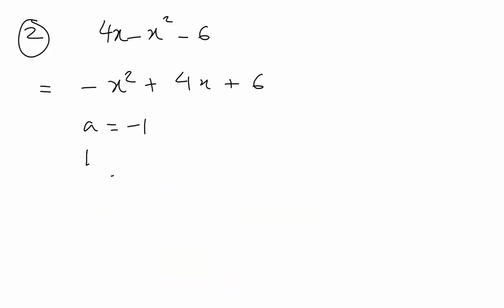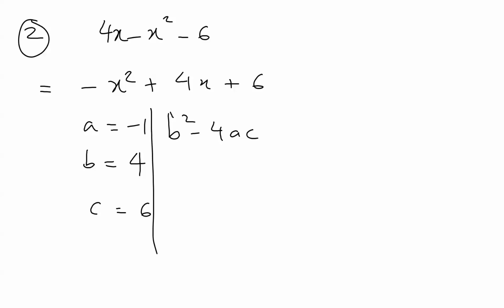Second example, 4x minus x square minus 6. Okay. First, I'll just rearrange this. Always write this in a proper format. Ax square plus bx plus c. A is minus 1, b is 4, and c is 6. Okay. First, I'll calculate b square minus 4ac, which is delta. Okay. B square minus 4ac.